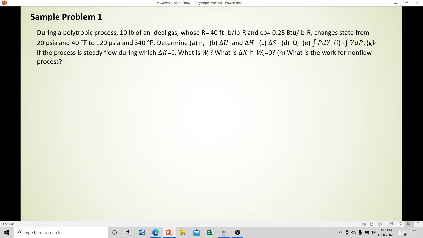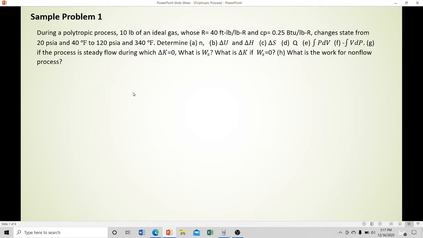In G, we have this condition: if the process is steady flow, during which change of K, what is the work steady flow? And what is the change of K if work steady flow becomes zero? So what is the work non-flow process for the H?